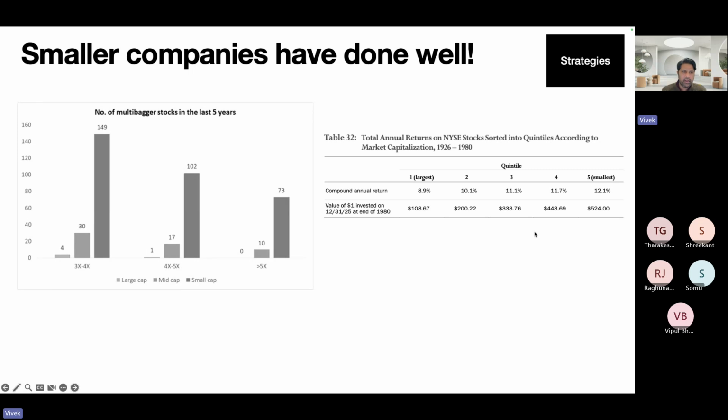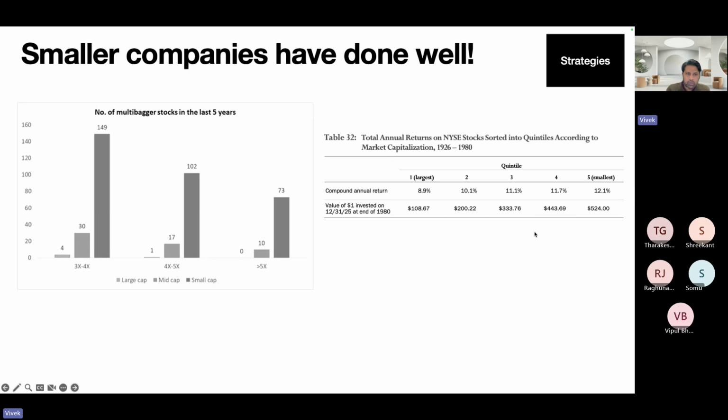If you look at some of the Indian data, and this is the last 5 years data, which you can see on the left hand side, 149 companies which made 3 to 4x were small cap. Similarly, 73 companies have become five times, which were small cap. Only 10 companies have become five times their value which were mid cap. There was no large company which went five times in market value.